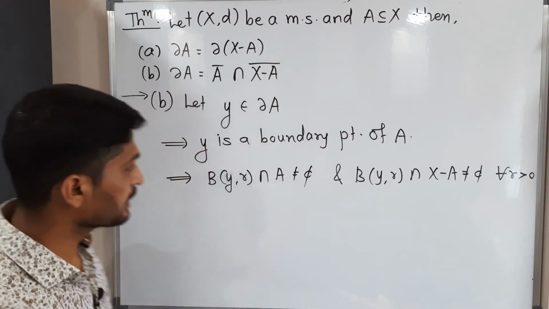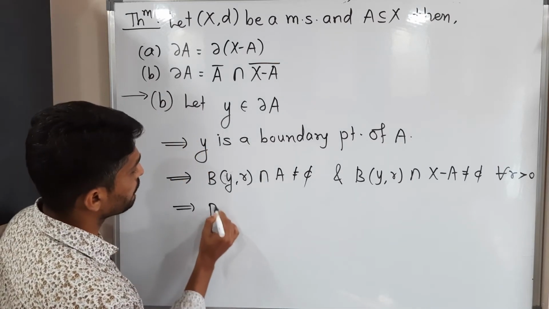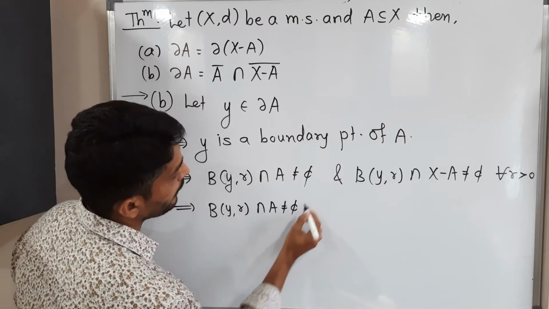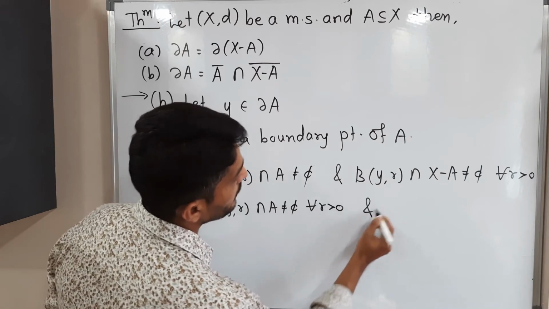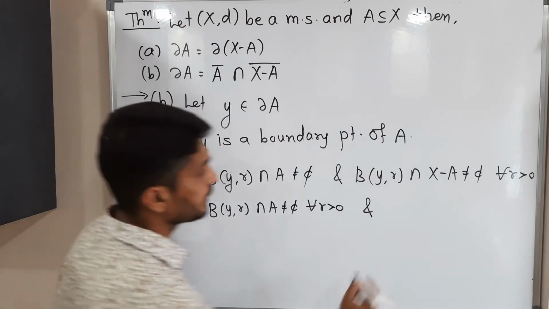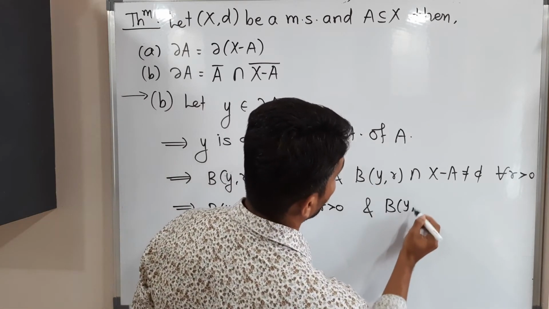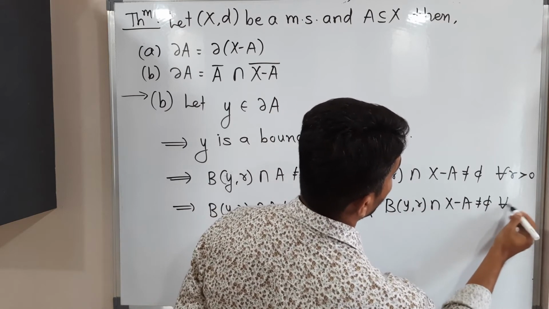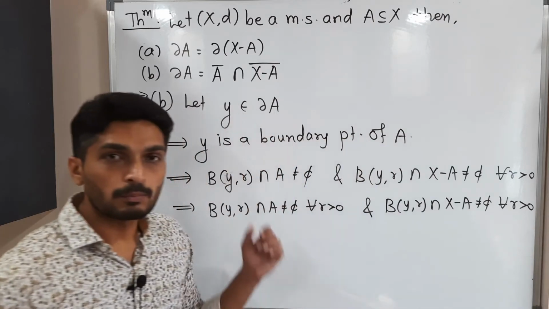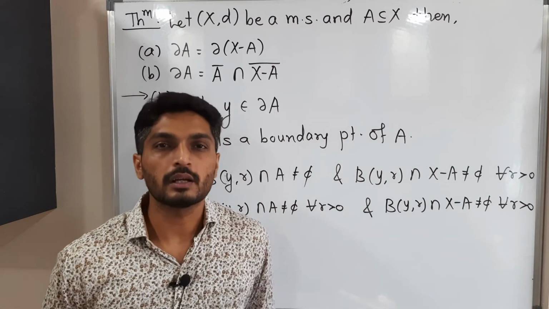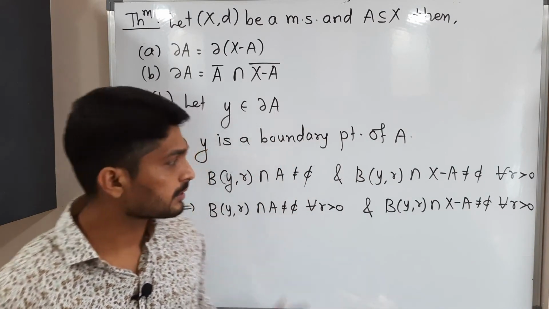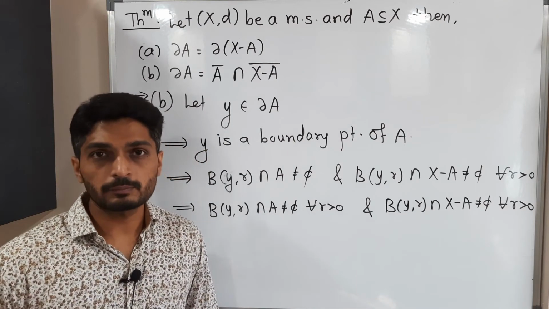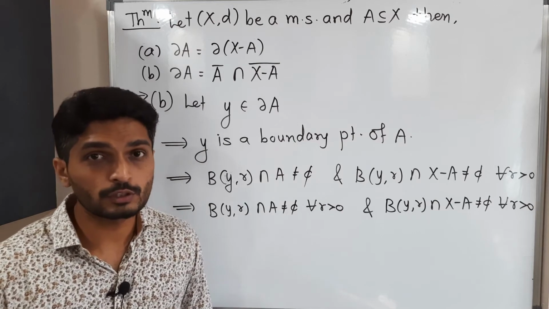Okay. So the same thing I'm going to write but in a different way. B(y, r) intersects A, not equal to phi, for every r greater than 0, and here also I will write separately, B(y, r) intersection X minus A is not equal to phi, again for every r greater than 0. Both things are true for any arbitrary r greater than 0. So that's why I wrote them separately. Okay. So this definition, have you seen it anywhere? Yes, this is the definition of a closure point.